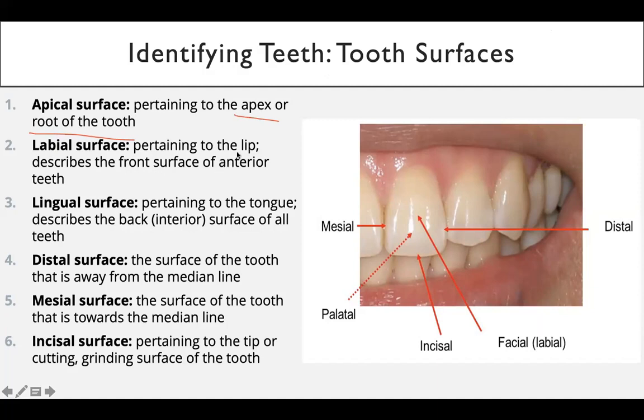Labial is towards the lip. Lingual pertains to the tongue side, the interior surface. Distal is away from the midline. Mesial, M, is towards the median line, the midline. And then incisal is for cutting, and for grinding surfaces, especially, we have occlusal. How to write? Occlusal. Yeah.